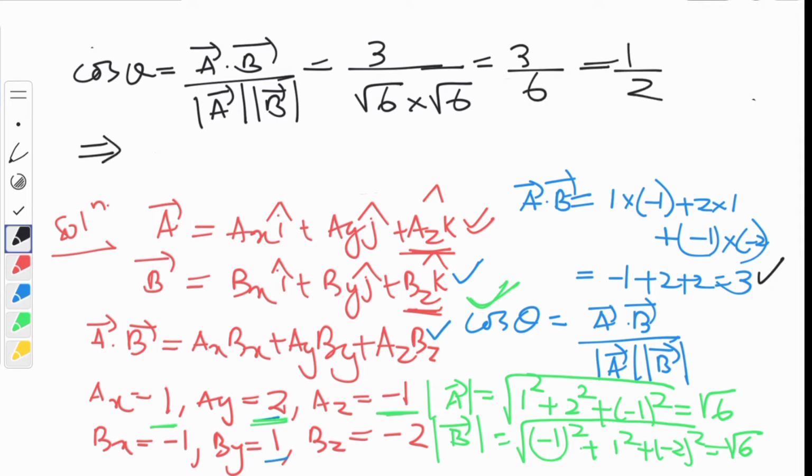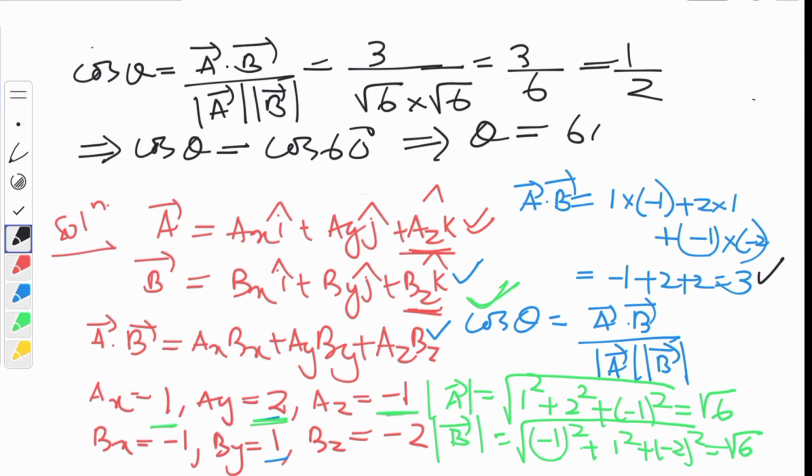So cos theta is half. Which angle is having this half magnitude? That is cos 60 degree. That means your theta is equal to 60 degree. This is your final answer. Is it clear, children? This numerical? Okay. Please note it down.